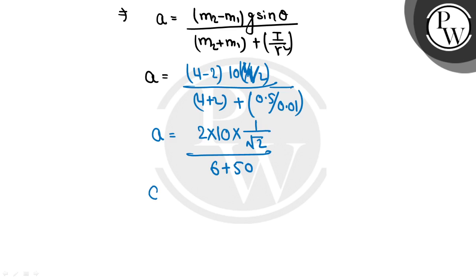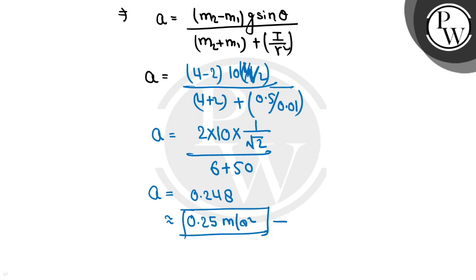And finally, what we are getting is that the acceleration is coming out to be 0.248. On approximating, we can say that it is coming out to be 0.25 meter per second square. So this is the final value of the acceleration, that is 0.25 meter per second square for this system, and this is the answer. I hope you understood it well. Thank you.